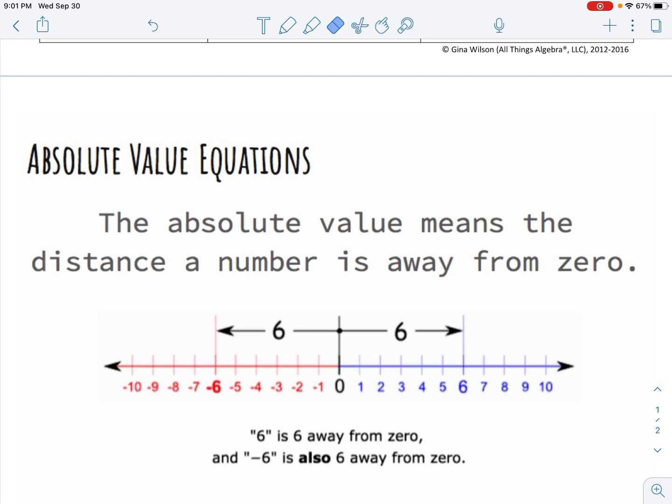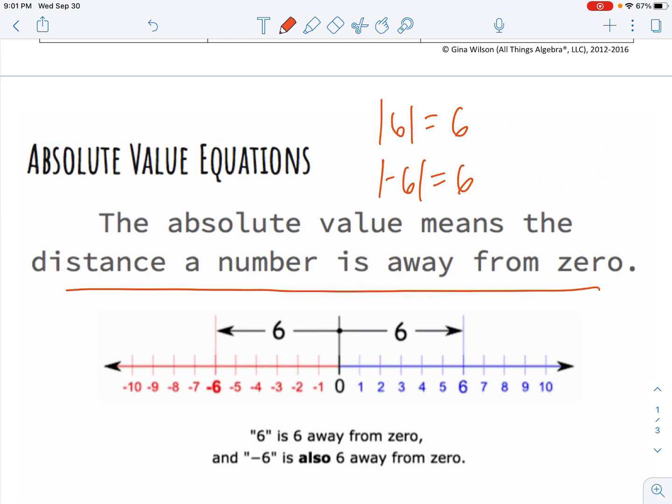So we have 6, which is 6 units away from 0, and we have -6, which is also 6 units away from 0. So that's why the absolute value of 6 is 6, and the absolute value of -6 is also 6, because absolute value just means the distance a number is away from 0 on a number line.